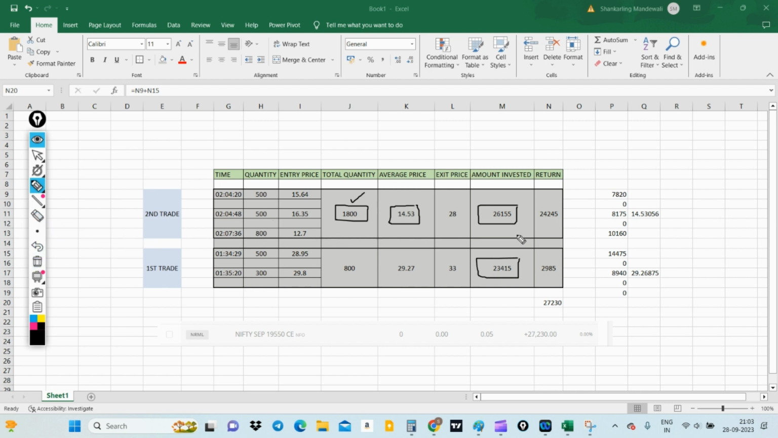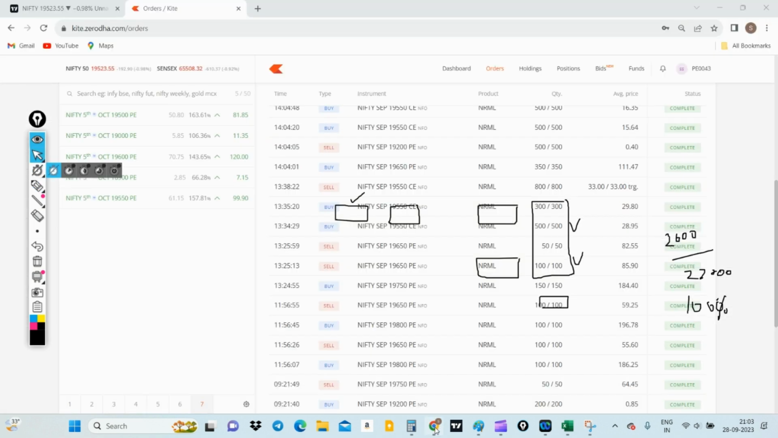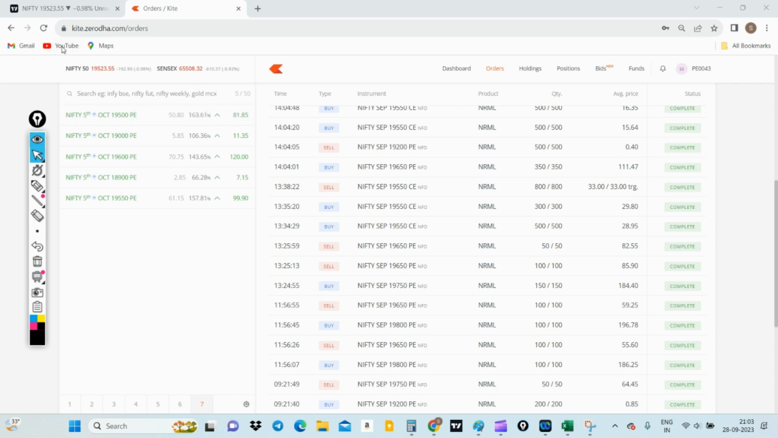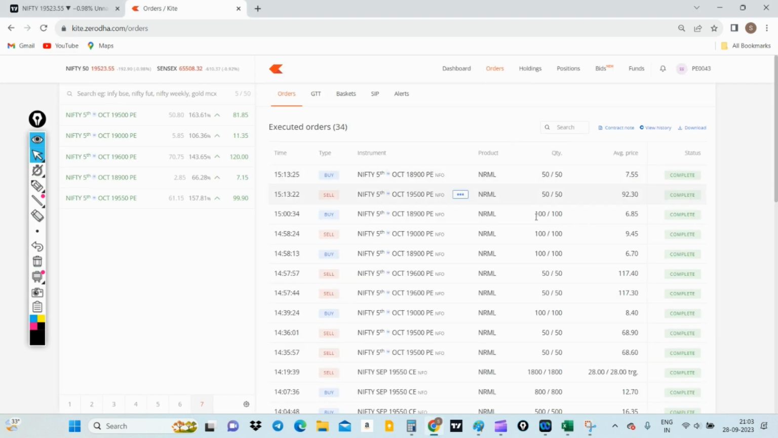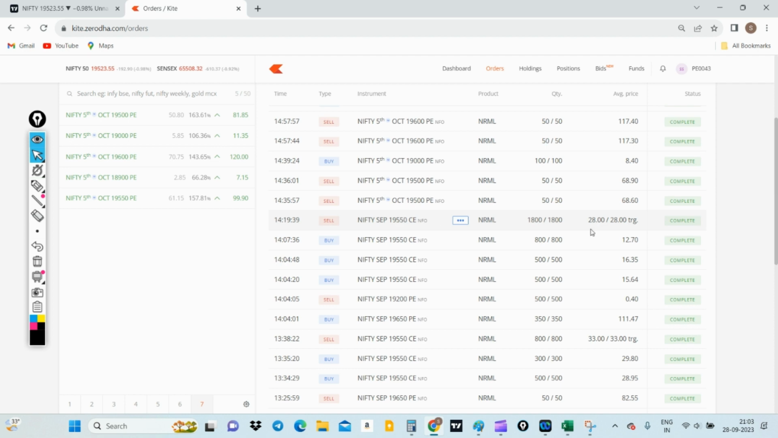If you see the overall returns from today's trade, cumulatively, I used around 26,000 as an average amount, and the overall profit which I made from this couple of trades is around 27,000. So the percentage return is almost 100% if you cumulatively add the profit from these two trades. Let me refresh the page so that it is clear that this is the real trade which I had taken. All the trades that I entered in the Excel sheet are similar to that.